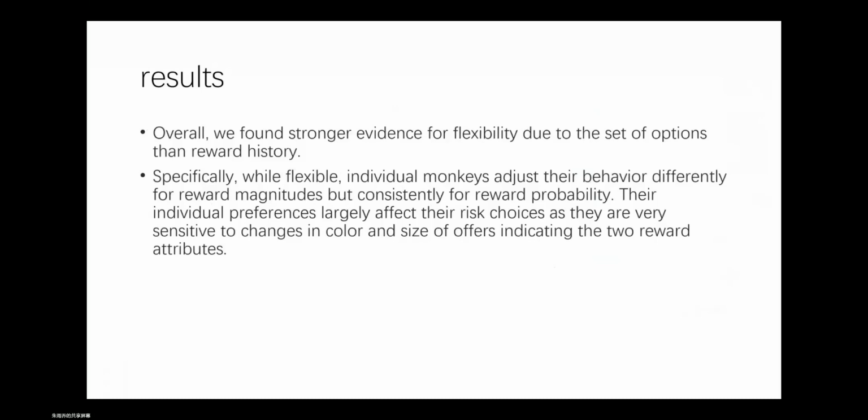And overall, we found stronger evidence for flexibility due to the set of options than reward history. And we find the individual preference of each monkey will really influence their choice making. They will adjust their behavior differently for reward magnitudes, but consistently for reward probability. And monkeys are generally very sensitive to changes in color and size of offers, indicating the two reward attributes.